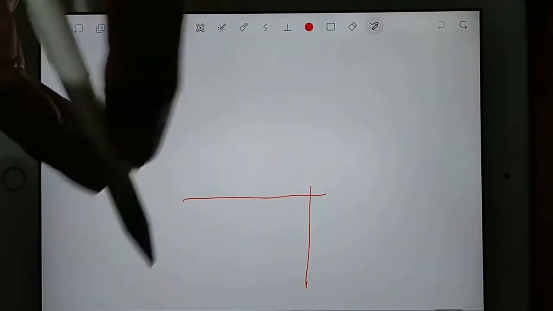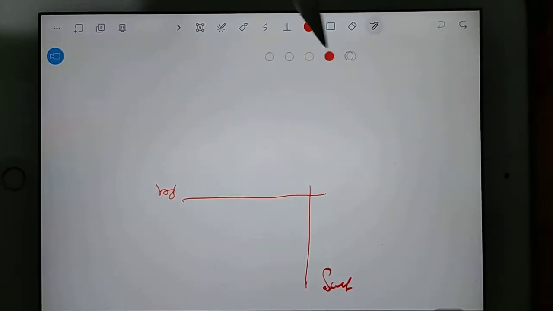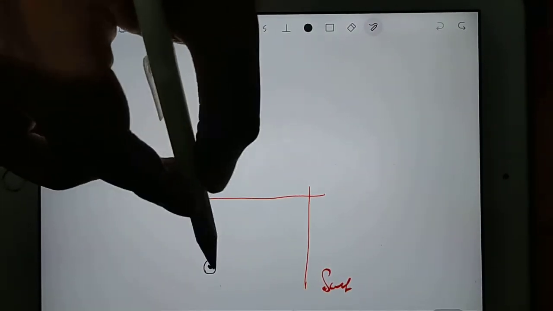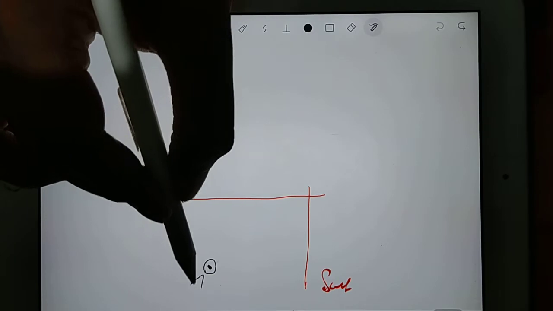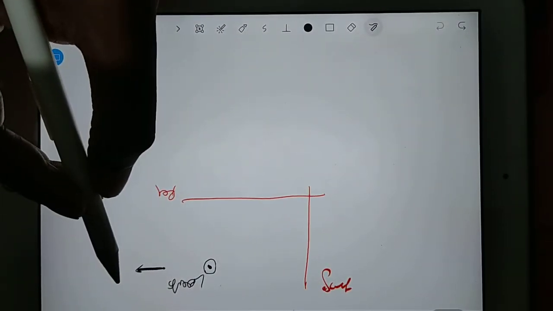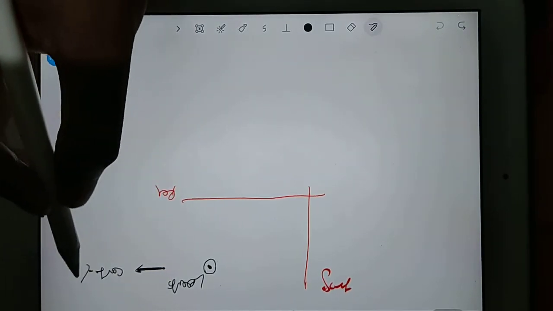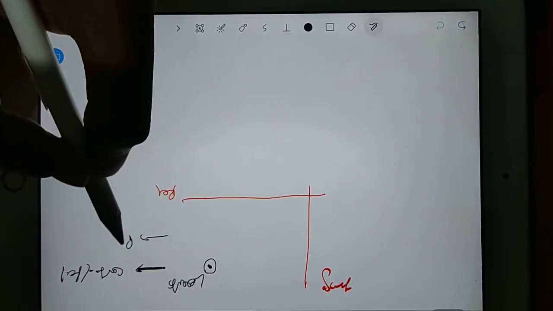So see here, if you have any plane and here you have real number and here you have imaginary number, on this plane, if you have any point and you want to get the location of the point, then you have two approaches. Either you go for Cartesian or rectangular form, or you go for polar form.